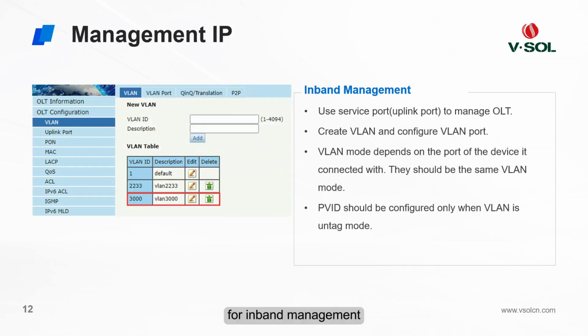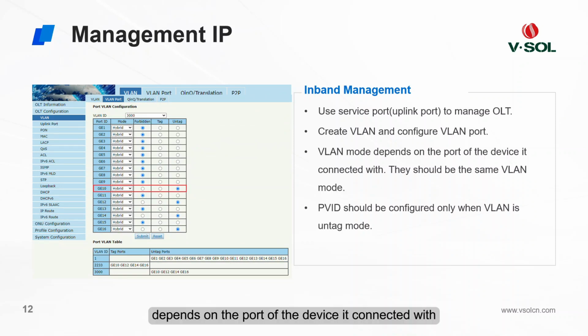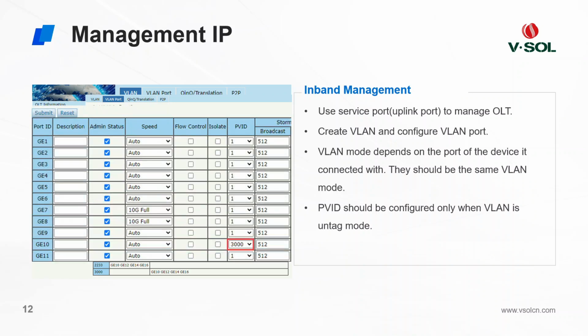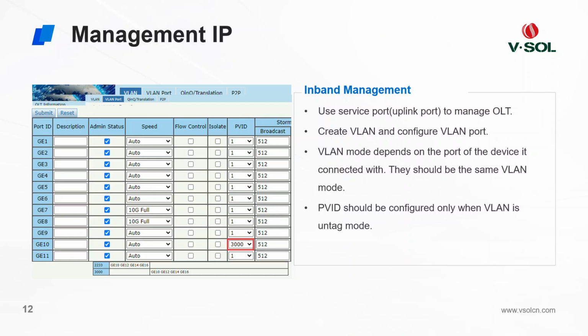For in-band management, you need to create a VLAN first, or use an existing service VLAN. Configure VLAN port so that you can access the VLAN through the uplink port. VLAN mode depends on the port of the device it connected with. They should be the same VLAN mode. PVID should be configured only when VLAN is untag mode and the value is the same as VLAN ID.